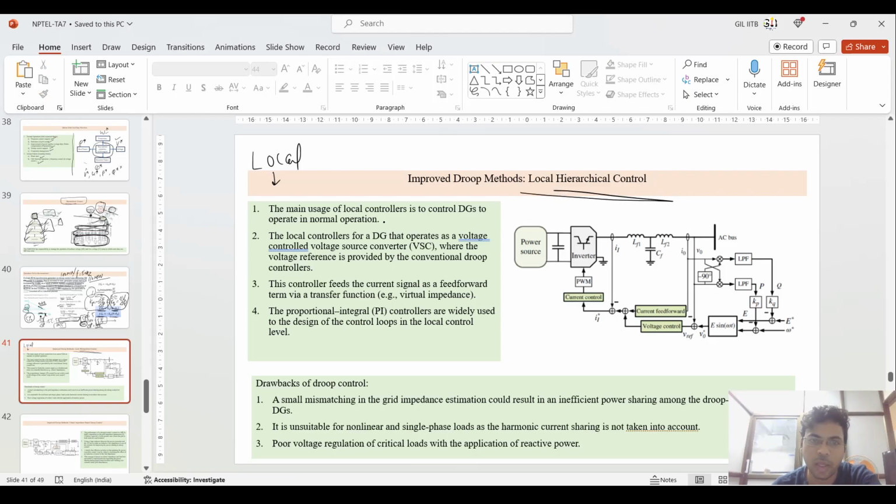So the main use of this local controller is to control the distributed generator to operate in the normal operation. In emergency use, there is a central control, and coming to hierarchical control, the local controller is just to operate in normal operation. There is no fault, there is no overcurrent fault. Kind of system will be there. Why?